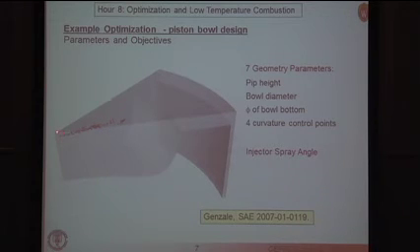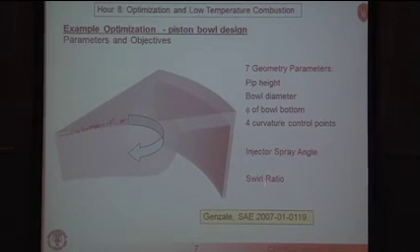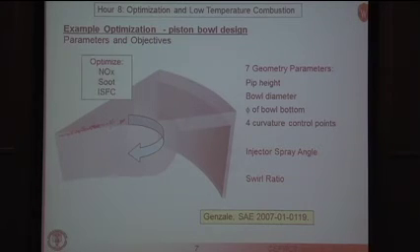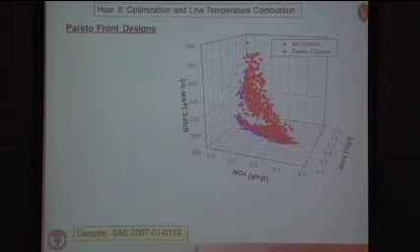That means relative to, say, the head here, how deep or shallow does this injector-oriented spray go, and then the swirl ratio. So basically all of those parameters are going to be input parameters to this simulation, and we want to pick out of all of these the ones that give the best performance in terms of engine fuel consumption and emissions. We want to optimize NOx, soot, and fuel consumption.